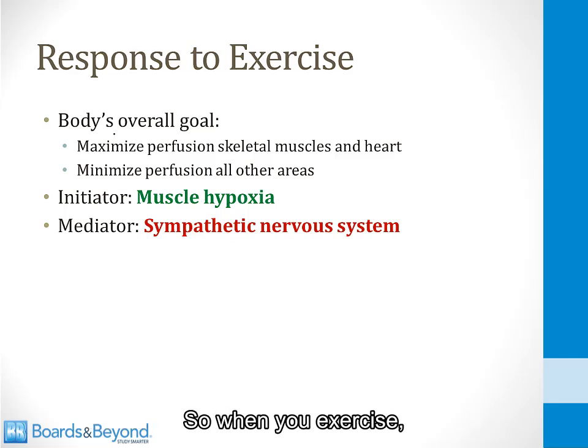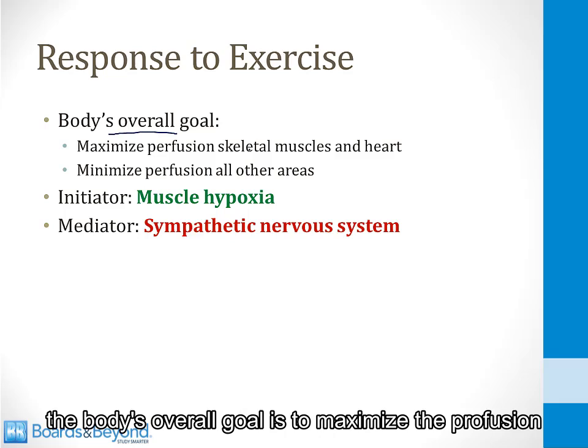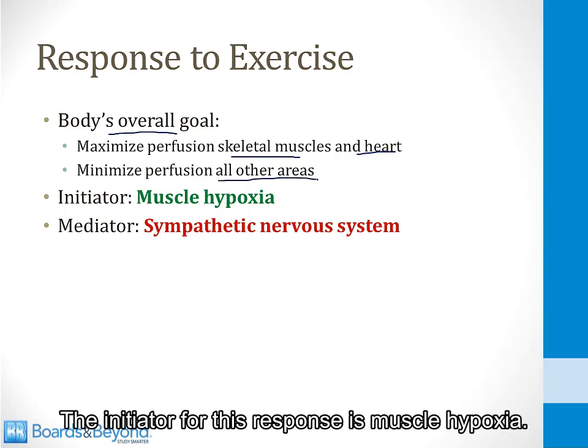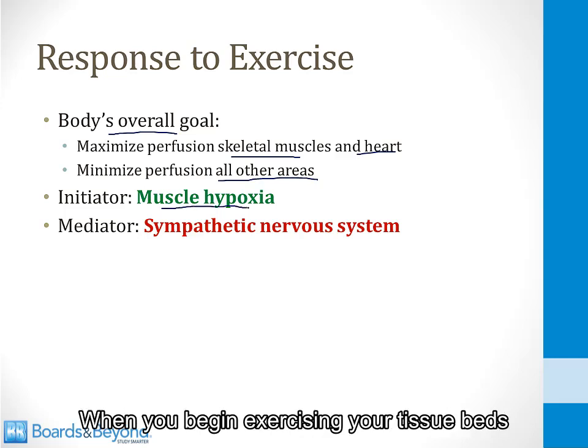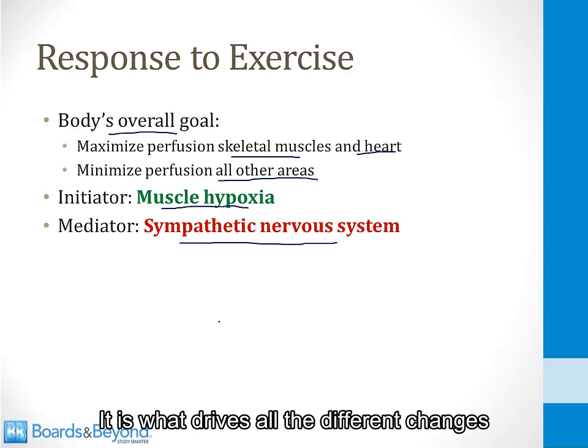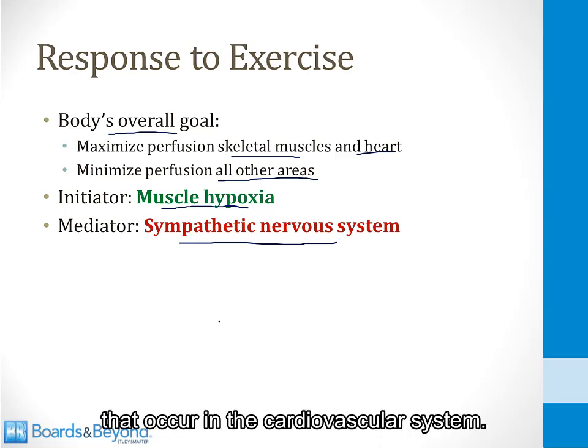So when you exercise, the body's overall goal is to maximize the perfusion to skeletal muscles and the heart and to minimize the perfusion to all other areas of the body. The initiator for this response is muscle hypoxia. When you begin exercising, the tissue beds in your muscles become hypoxic, and that triggers the body's response. And the mediator of that response is the sympathetic nervous system. It is what drives all the different changes that occur in the cardiovascular system.